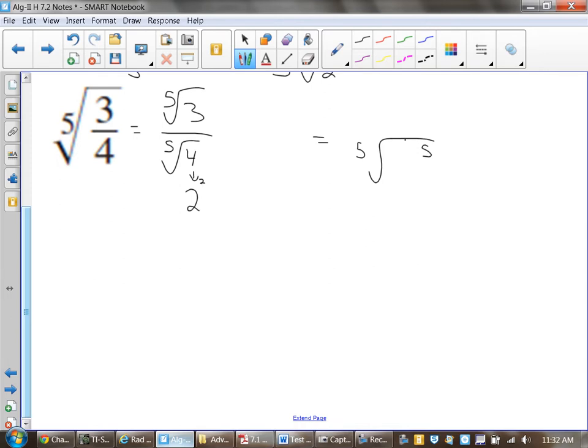What I'm doing here is that I want to change this by multiplying it by something to get the exponent to a 5th. But if I multiply the bottom, I multiply the top. Because this becomes 2 to the 5th. I'm creating a perfect 5th. How many more 2's do I need to make it 2 to the 5th? I have 2 squared, I need 3 more. So I multiply by 2 cubed.